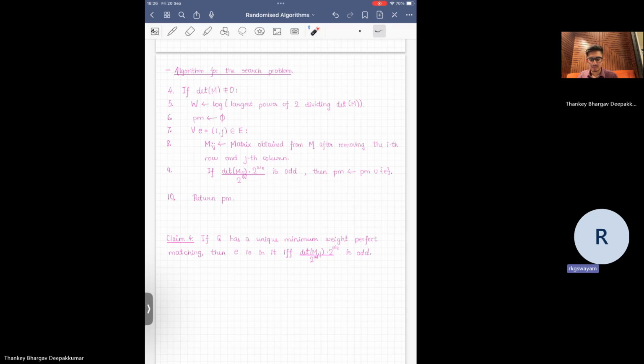So according to common sense also, if there is a perfect matching and I remove one edge from the perfect matching, the remaining one would also remain a perfect matching only.